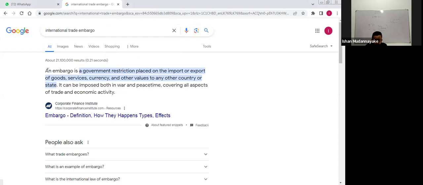An embargo is a government restriction placed on the import and export of goods and services, currency, and other values to another country or state. It can be imposed both in war and peace time, covering all aspects of trade and economic activity.